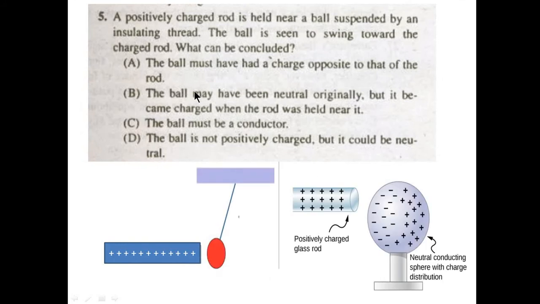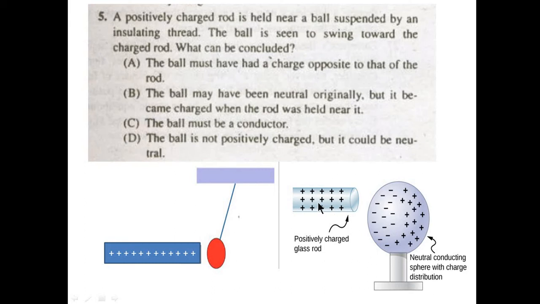Now question number 5. A positively charged rod is held near a ball suspended by an insulating thread. Here is the ball that is suspended by an insulating thread. Insulating thread means the charges are not allowed to move in the insulator, while the ball is made up of a conductor, so its charges are free in the conductor. The ball is seen to swing towards the charged rod. What can be concluded? As a positive charge is held near this neutral body, it swings towards the rod. What is actually happening, or what can you conclude from this information?